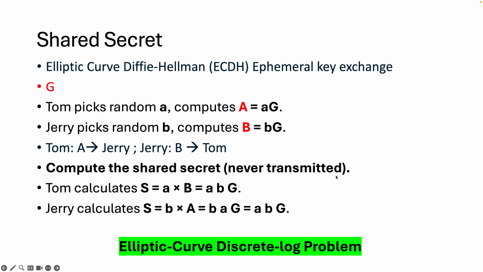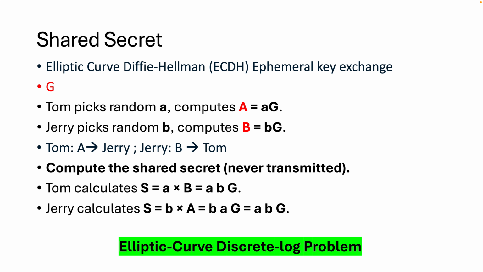Now let's see how Tom and Jerry build the shared secret. This is the protocol they use to build the secret together: Elliptic curve Diffie-Hellman key exchange. First, they both agree on a public starting point called G, capital G. This G is a fixed point on a special elliptic curve. It's public and everyone knows it.